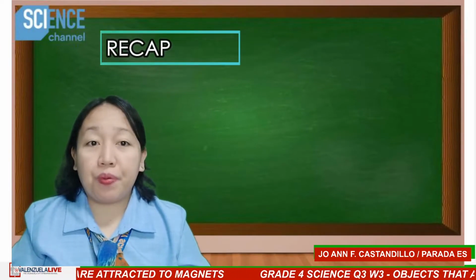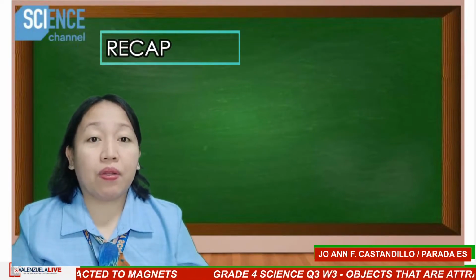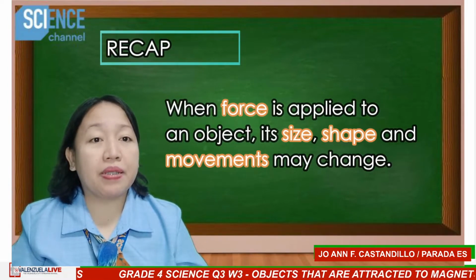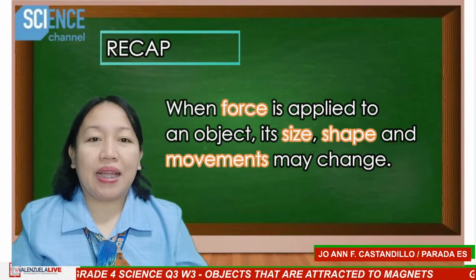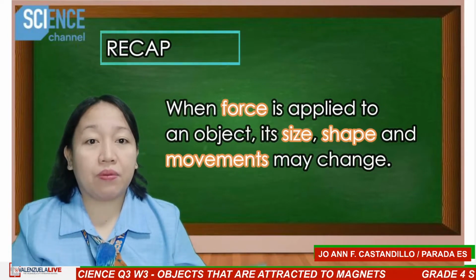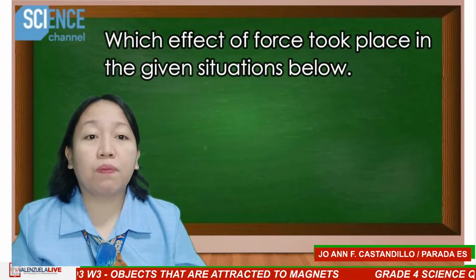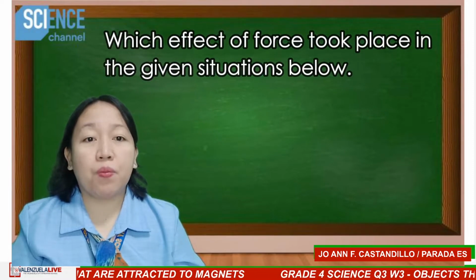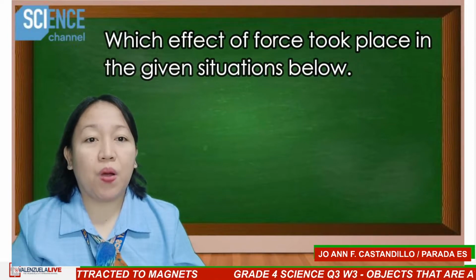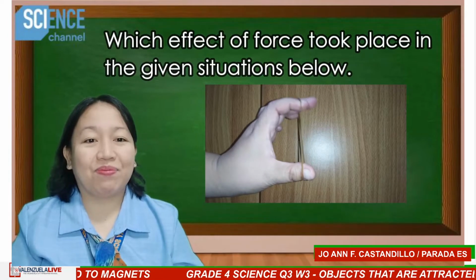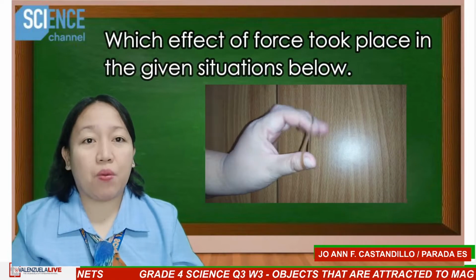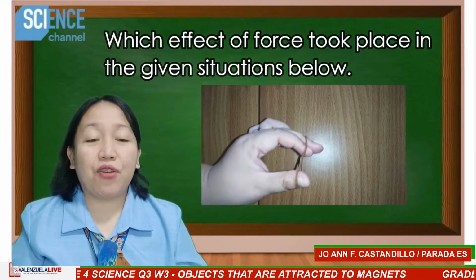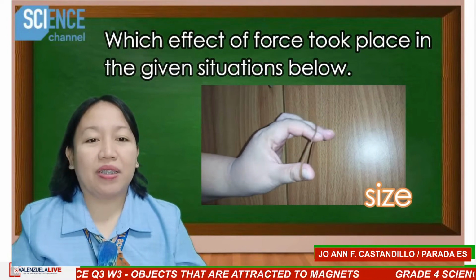Recap. In your previous lesson, you have learned that when force is applied to an object, its size, shape, and movements may change. Now, let's check how far you have mastered your lesson. Which effect of force took place in the given situations? Write size, shape, or movement in the comment section below. Number 1. Stretching a rubber band. If your answer is size, bravo!